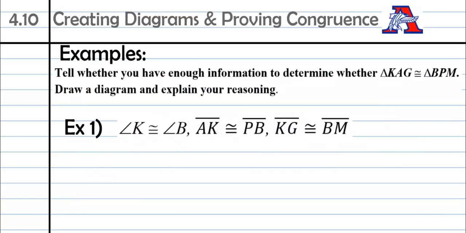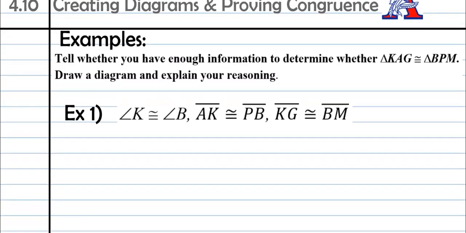All right, so diving into some examples here. In each of these examples, and this will be the exact same on your worksheet, it says, tell whether you have enough information to determine whether triangle KAG is congruent to triangle BPM. Draw a diagram and explain your reasoning. Okay, and then the example says that angle K is congruent to angle B, side AK is congruent to side PB, and then side KG is congruent to side BM.